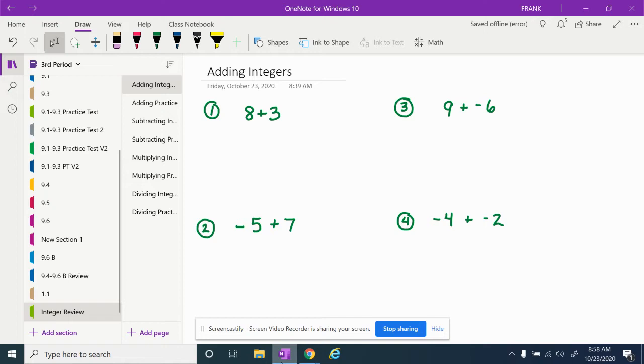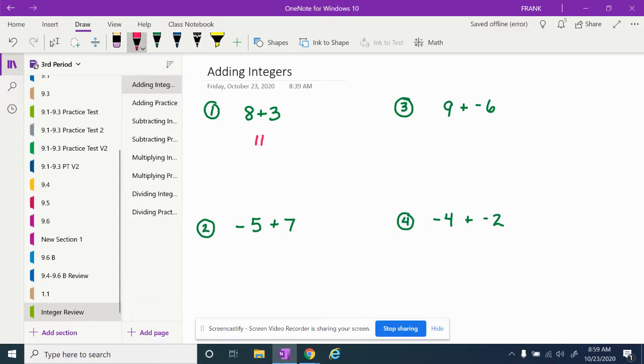Here we go. Let's look at adding integers first. I started out with number one, making it as easy as possible. So it is possible that you will see a positive plus a positive. So if it's a positive plus a positive, that's stuff you've been doing since early elementary school. And so if I see 8 plus 3, then I'm just adding 8 plus 3, which is 11. So that's one scenario that you could see when you're adding integers.